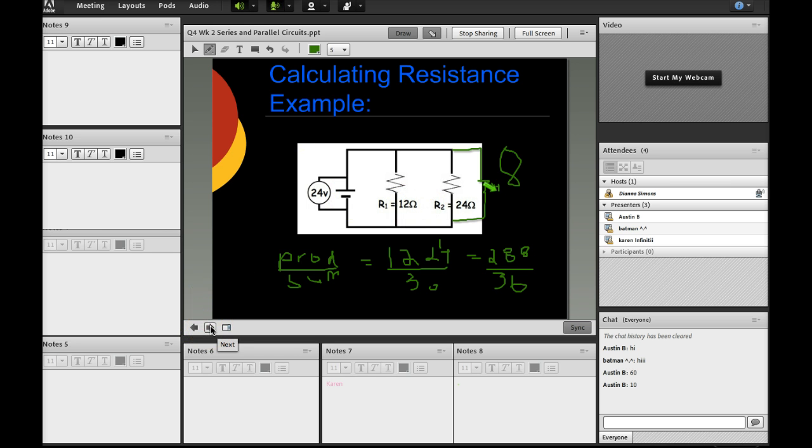There is a harder way. Do you want to know the harder way? Yeah. The harder way is 1 over 12 plus 1 over 24 is equal to 1 over the total resistance. So it's just a little harder.